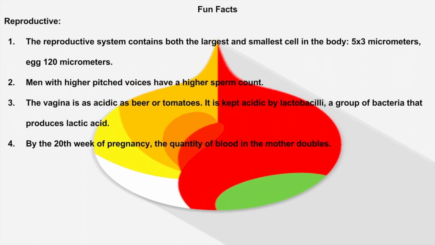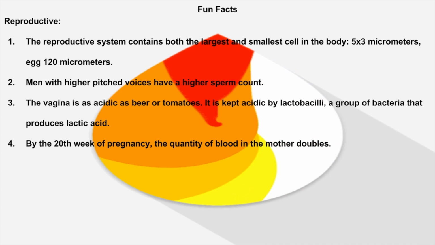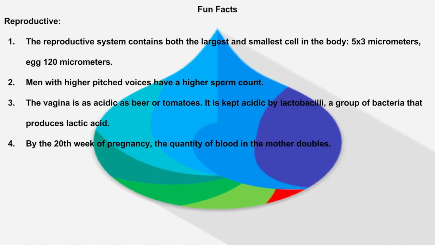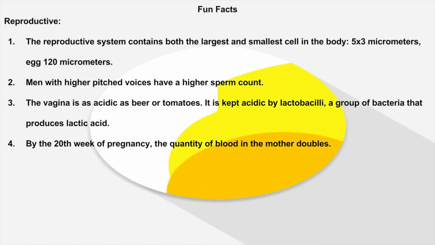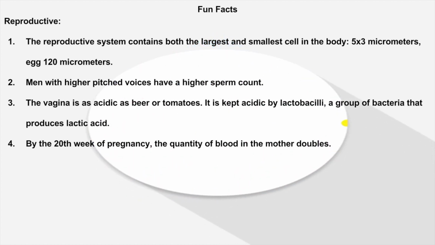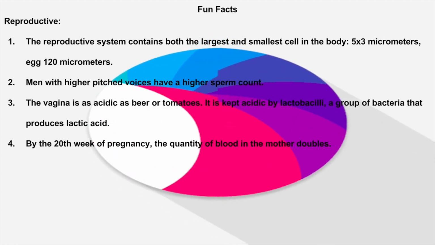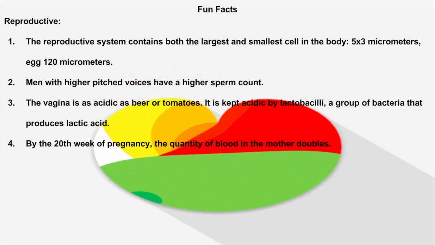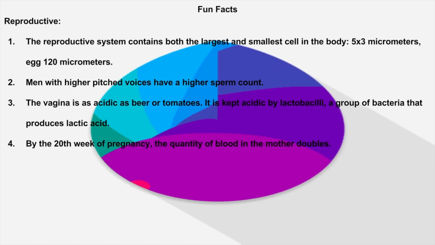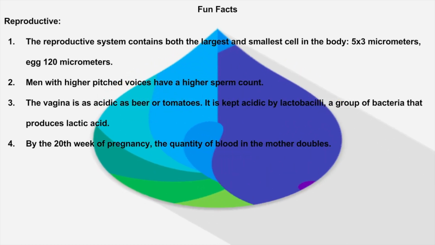Next, some fun facts about the reproductive system. One: the reproductive system contains both the largest and smallest cell in the body. Men with higher pitched voices have a higher sperm count. The vagina is as acidic as beer or tomatoes. It is kept acidic by lactobacilli, a group of bacteria that produces lactic acid. By the 20th week of pregnancy, the quantity of blood in the mother doubles.